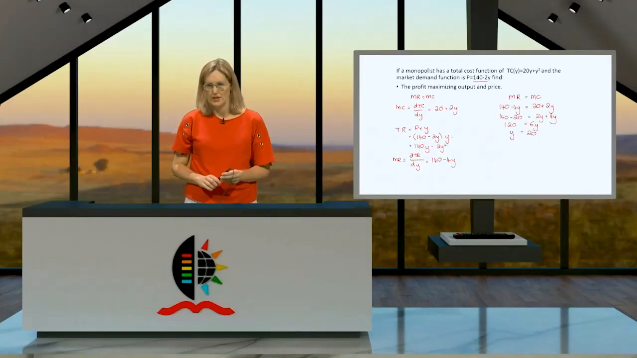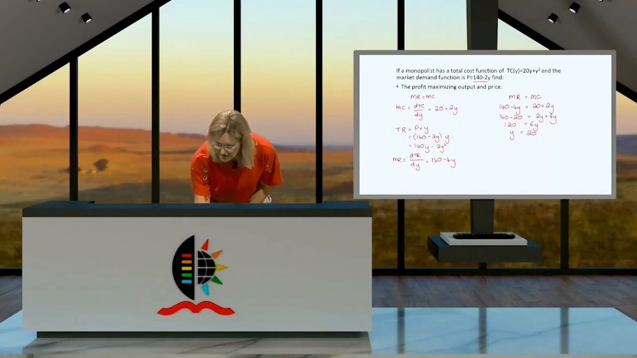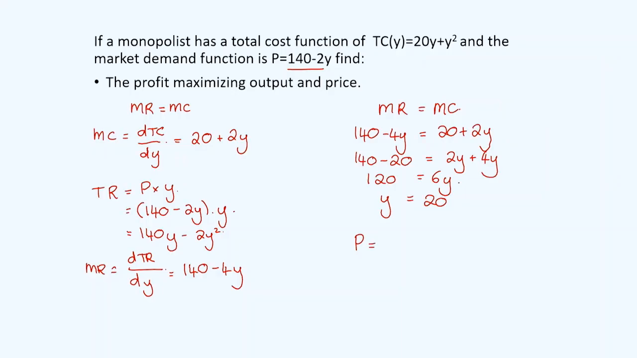And to calculate price now, that's fairly straightforward because we have our market demand function, which tells us that price equals 140 minus 2 times y. Okay, so in this case y is 20. 140 minus 40 gives us 100. Okay, so there we have our answers to this first question. Profit maximizing level of output is 20 and the profit maximizing price is 100.